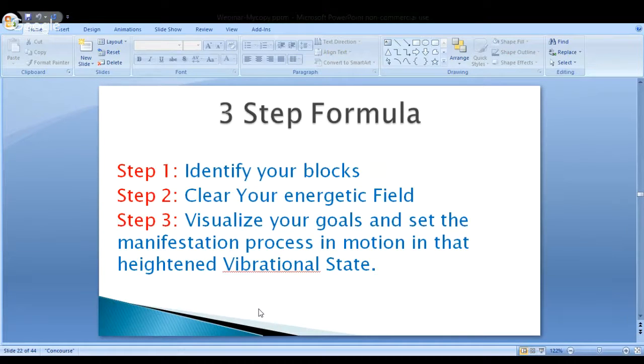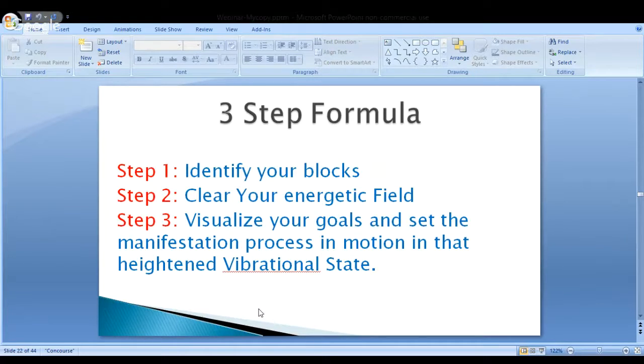So what is my 3-step formula? My 3-step formula is this. First of all, we identify your blocks, which I've just gone through, all the different auric attachments and ids and so forth. You go and you identify every sort of block or auric attachment that you have. Secondly, you clear it. You use these energetic methods to clear them. I'll give you a couple in a bit. You use these methods to clear your energetic field.